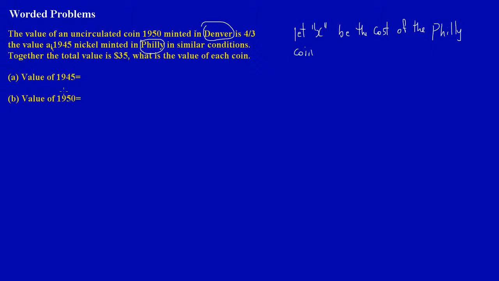Now, if x is the cost of the Philly coin, and the Denver coin is 4/3 the cost of the Philly coin, then I can simply say 4/3 of x, which is the cost of the Denver coin, plus the Philly coin itself, which we have established is x, must be equal to the total value, 35. In mathematics the word "is" means equal. So all of that is equal to 35.